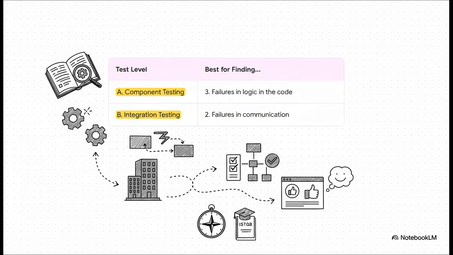Look, at the very lowest level, component testing, that's where you're finding bugs inside a single chunk of code. Then, when you start putting those chunks together, integration testing checks to see if they can even talk to each other correctly. System testing zooms out and looks at the whole application to see if it follows the business rules. And finally, acceptance testing asks the most important question of all. Does this thing actually solve the user's problem? Knowing which level catches which bug is absolutely non-negotiable for this exam.